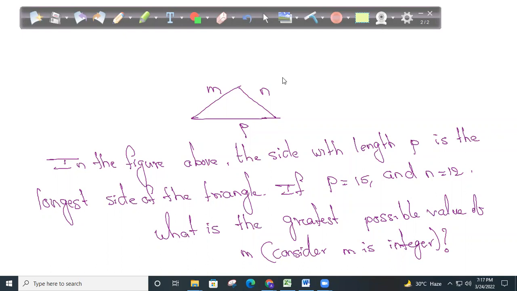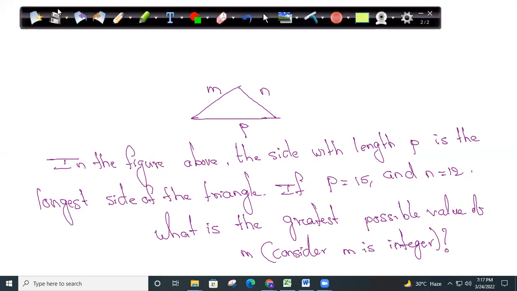So we clearly know what that property is. Did anyone know? Anyone else? None of them has given the answer. Okay. So we know the property that the sum of the two sides should always be greater than the third side. Means m should be less than 27, and the third side should always be greater than the difference between the two sides. So the value of m should lie between 3 and 27.